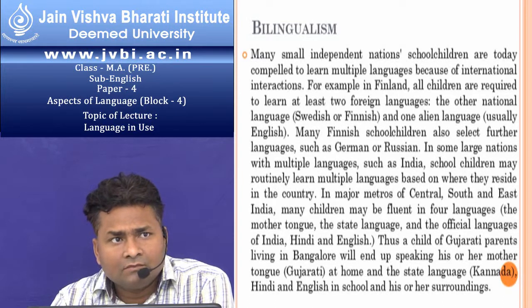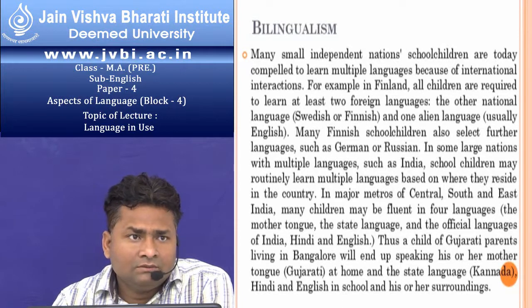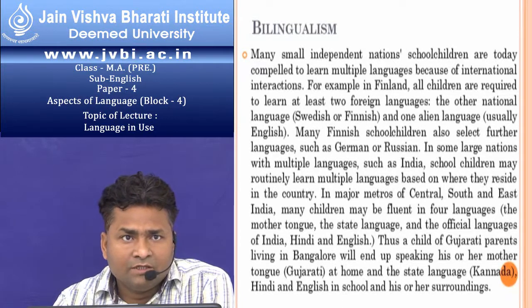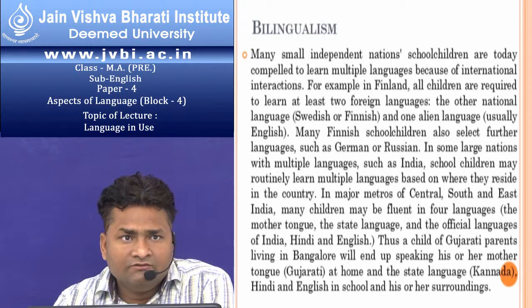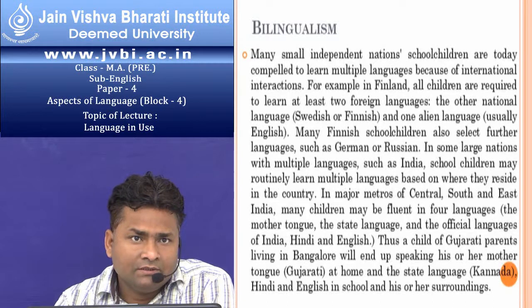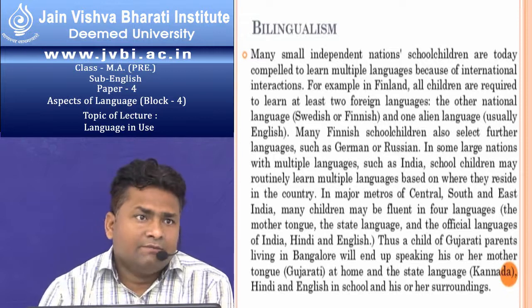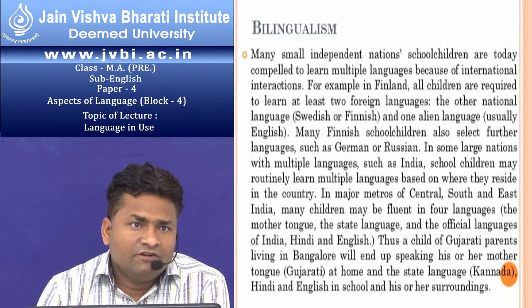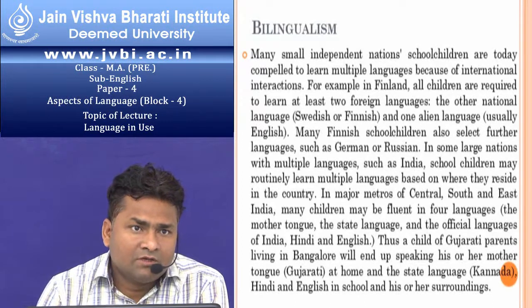Bilingualism. Many small independent nations' school children are today compelled to learn multiple languages because of international interactions. For example, in Finland, all children are required to learn at least two foreign languages: the other national language, Swedish or Finnish, and one alien language, usually English. Many Finnish school children also select further languages such as German or Russian.